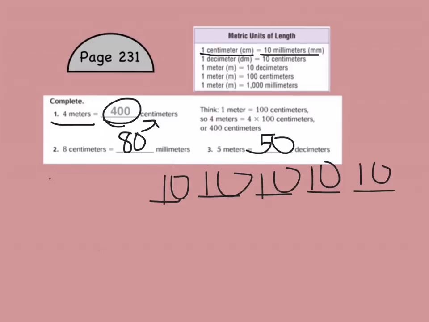All right, it's time for us to go ahead and check our work. Take a look at my answer. I got 50 decimeters is equal to 5 meters. I went ahead and drew my model, represented 5 meters, and I know that 1 meter is equal to 10 decimeters. So I added 10, 20, 30, 40, and 50 decimeters.